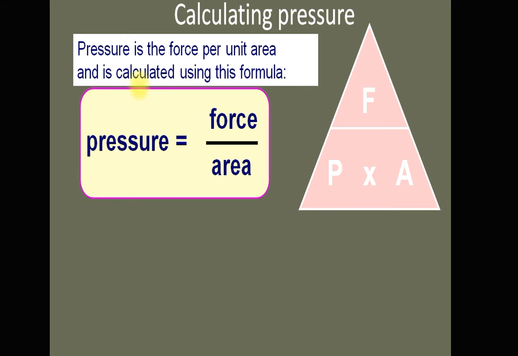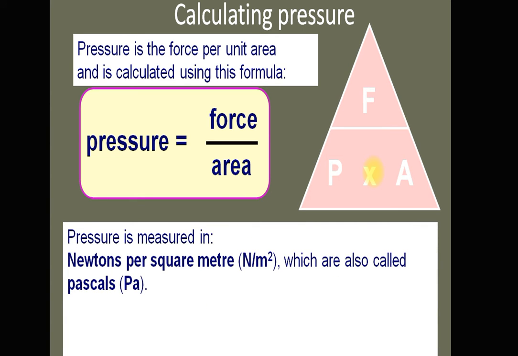So you can put this formula in a triangle. When you put the formula on a triangle, you're going to have this F at the top, P times A below, because if you cross multiply this, you can see that pressure will multiply area, isn't it? So F, the numerator here, will always be at the top. The ones that can be cross multiplied will be below. Are we good?